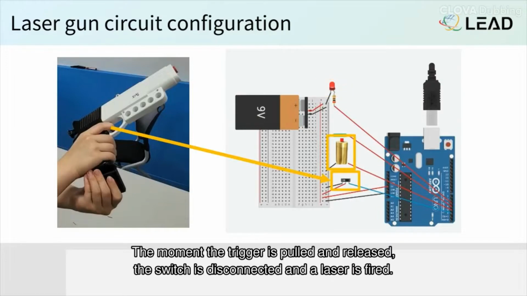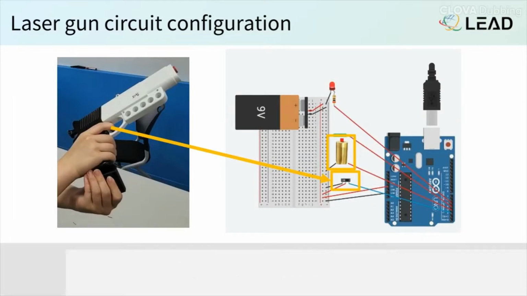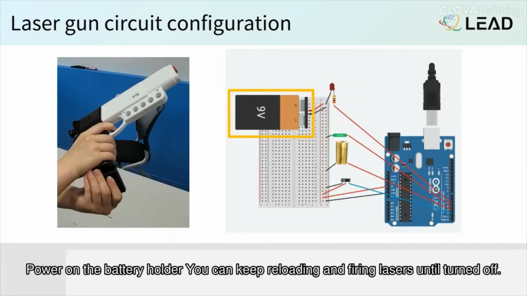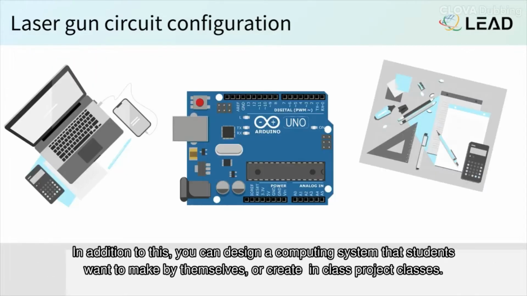The moment the trigger is pulled and released, the switch is disconnected and a laser is fired. After that, the LED and tilt sensor are reset. Power on the battery holder. You can keep reloading and firing lasers until turned off. In addition to this, you can design a computing system that students want to make by themselves or create in class project classes.